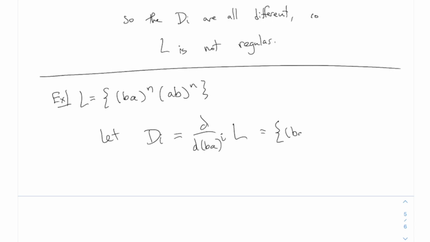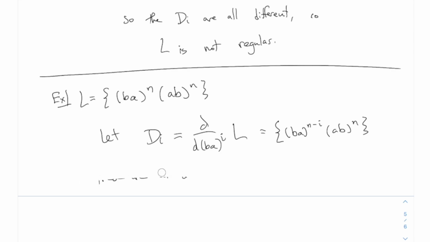Yeah, (BA)^(n-i). There used to be n of them, but I canceled out i of them, so what remains is n minus i, and then followed by (AB)^n. All right? And those sets are all different. You should write something, at least something very simple, that explains why those are all different when you look at various i's. So I will say these are all different.